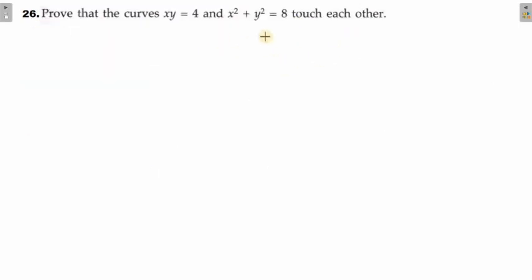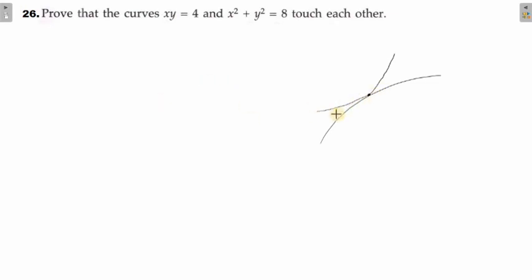So let me show you the last problem. Prove that the curves xy equals to 4 and x square plus y square equals to 8 touch each other. In fact, you can do the sum by yourself. I'll just give you the hint. So this is one curve and this is another curve. In order to show that these two curves just touch each other, this is your point of intersection. Okay, so find the point of intersection and find the slope of the tangent.